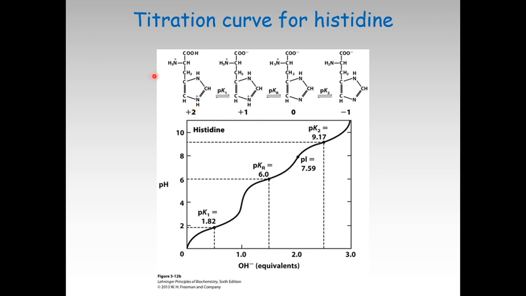Now, the first thing that you need to understand is that this molecule, which is shown here with a +2 charge, has 3 ionizable groups: an amino group, a carboxylate group, and a side chain group, which is an imidazole group.